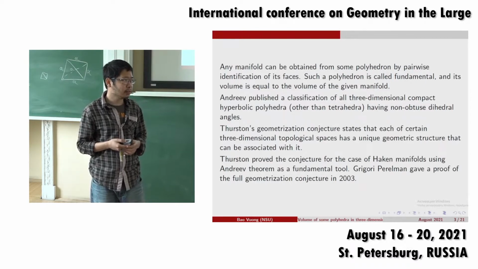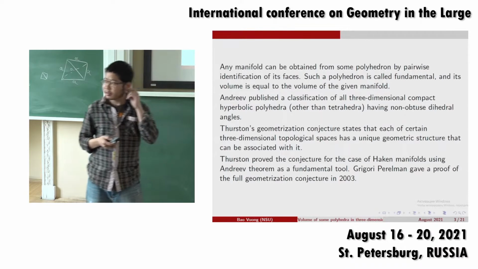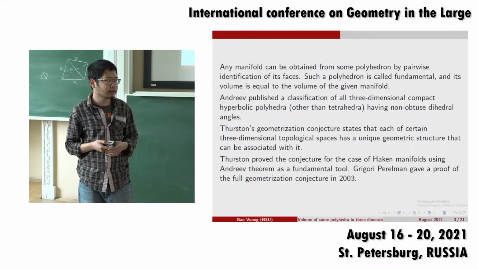Thurston's geometrization conjecture states that each of certain three-dimensional topological spaces has a unique geometric structure that can be associated with it. Thurston himself proved the conjecture for the case of Haken manifolds using Andreev's theorem as a fundamental tool. And Grigory Perelman, a mathematician from St. Petersburg, gave a famous proof in 2003 of the full geometrization conjecture.